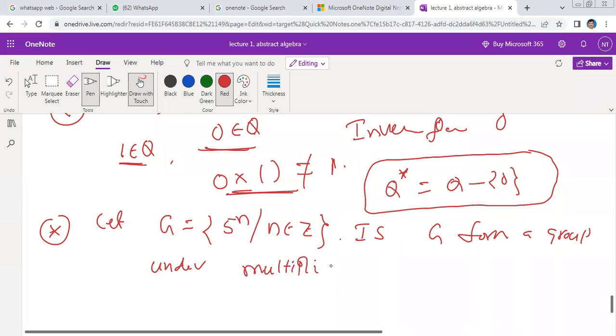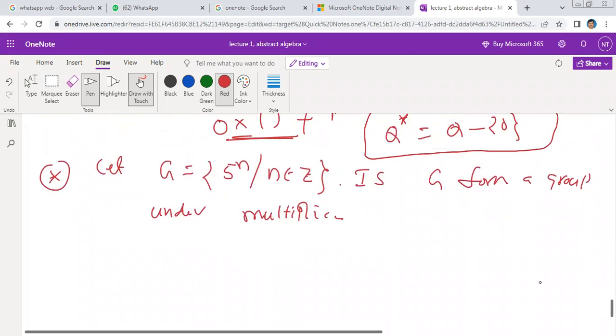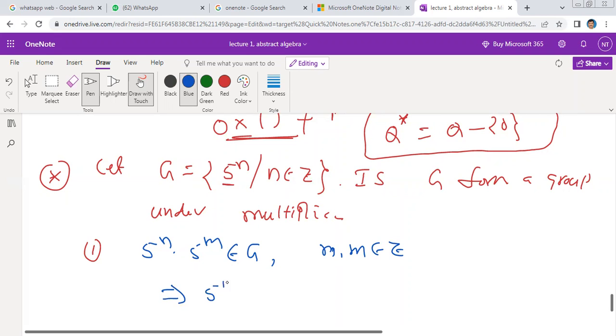Yes, sir. Now what do you need to identify? Identity element, closure property. Yes, the first one is closure property. Is closure possible? If you take two elements, 5 power n and 5 power m, both are elements in G. Whenever these two are elements in G, n and m belong to integers. Yes, our product is 5 power n plus m. Does it belong to G?